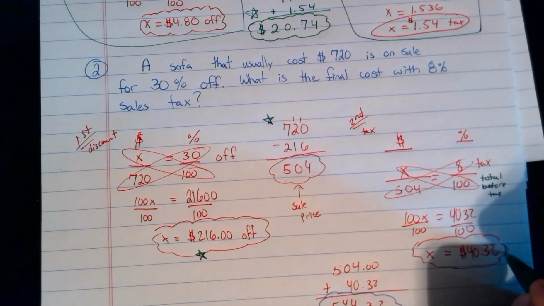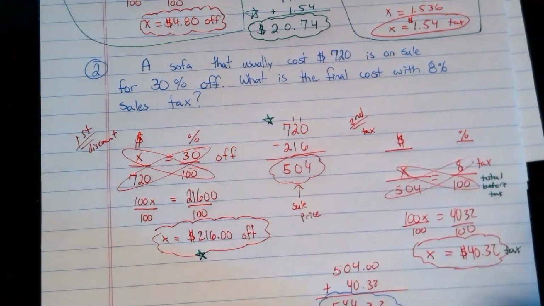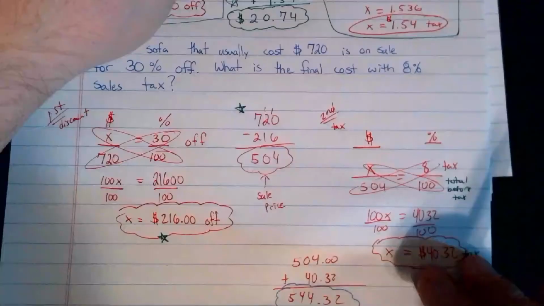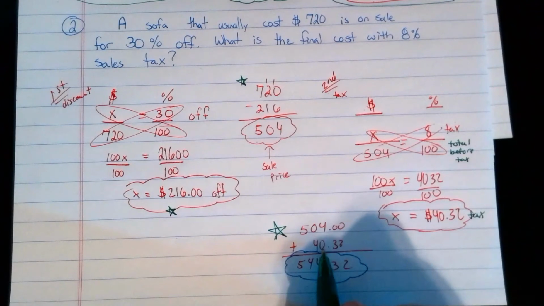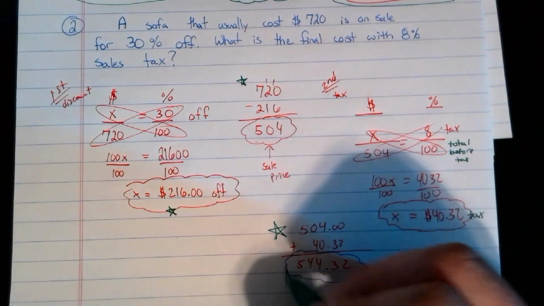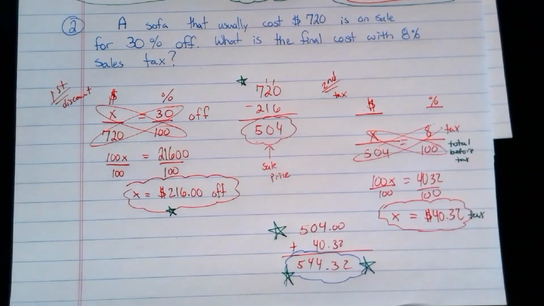This is my tax. So the very last thing I do now is take my pre-tax total and add it to the amount of tax, and here is my final answer, $544.32. So hopefully you guys remember some of the stuff with percents.